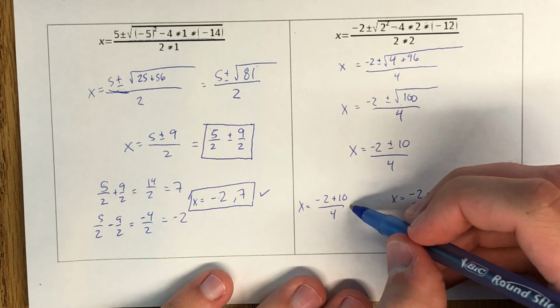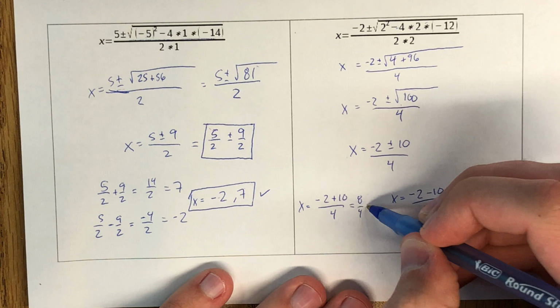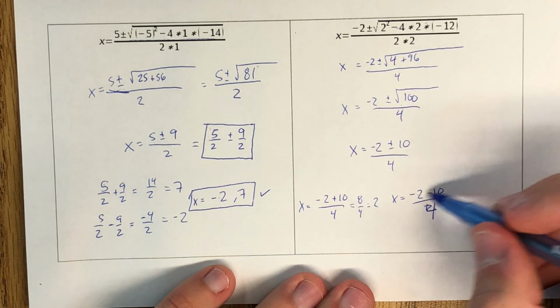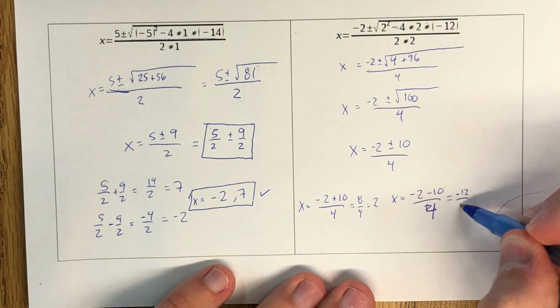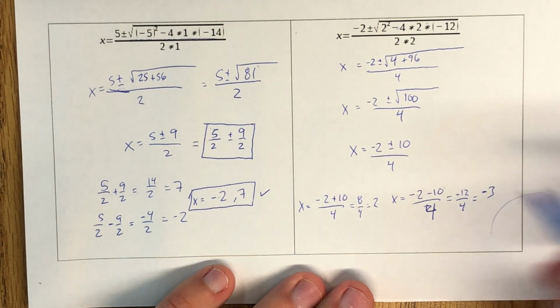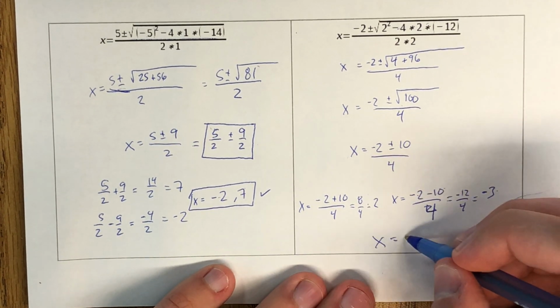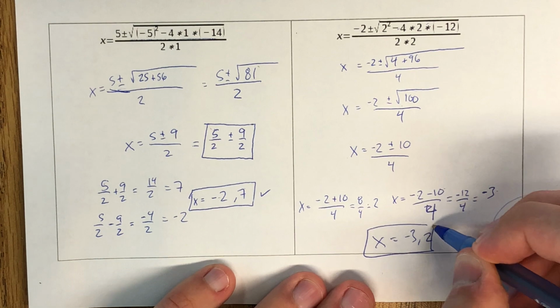So negative 2 plus 10 would be 8, divided by 4 would be 2. For the other, negative 2 minus 10 would be negative 12. Negative 12 divided by 4 would be negative 3. So our solutions would be negative 3 and 2.